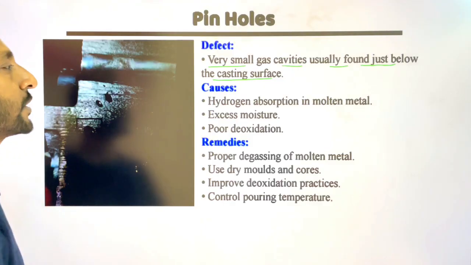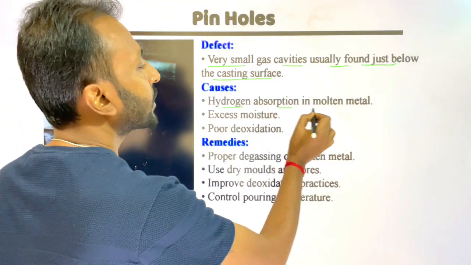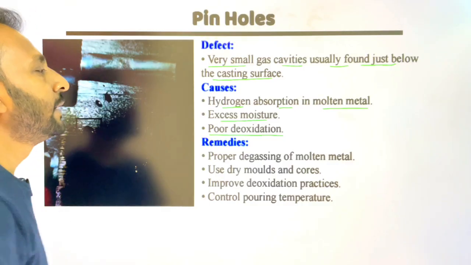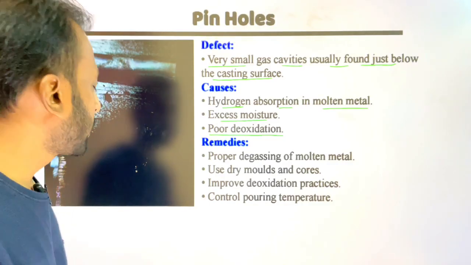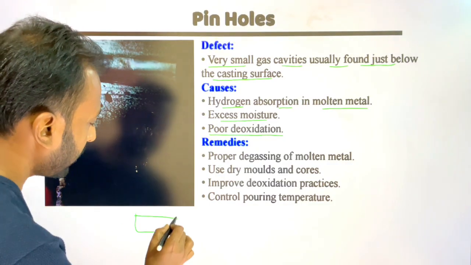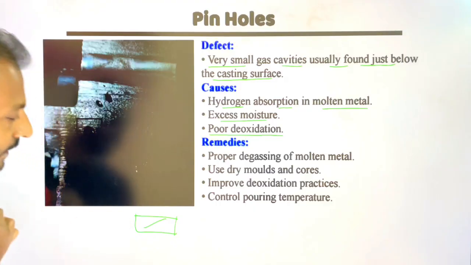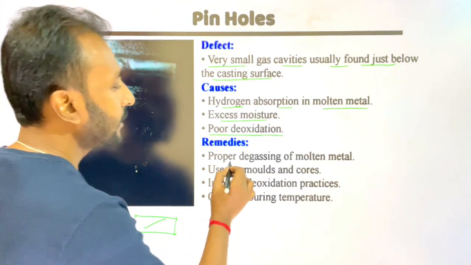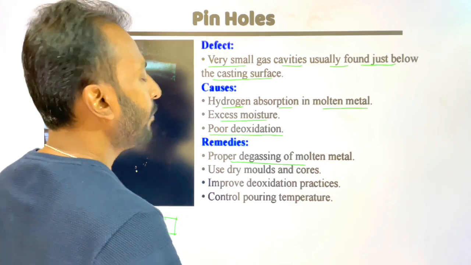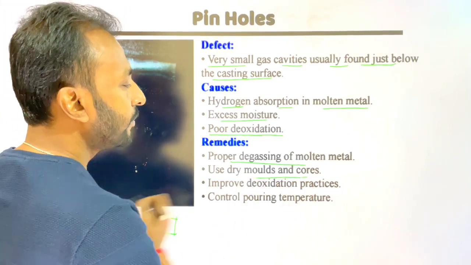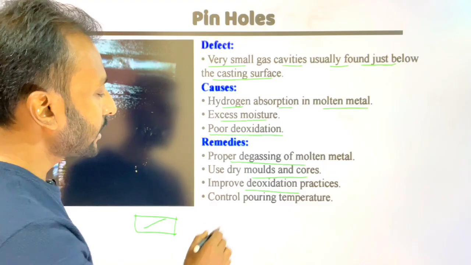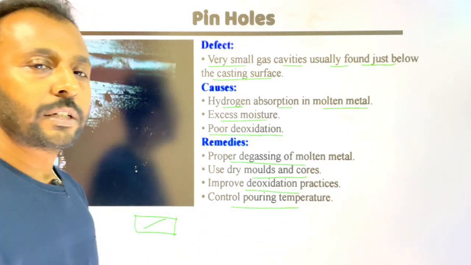So what are the causes? Hydrogen absorption in molten metal, excess moisture, poor deoxidation. These are the causes. So if the product is like this, then the pinhole will be like this. This is the pinhole. So what are the remedies? Proper degassing of molten metal, use dry molds and cores, improve deoxidation practices and control pouring temperature.